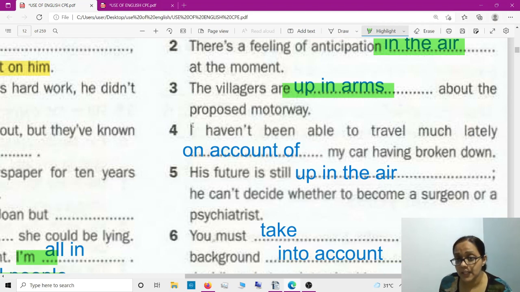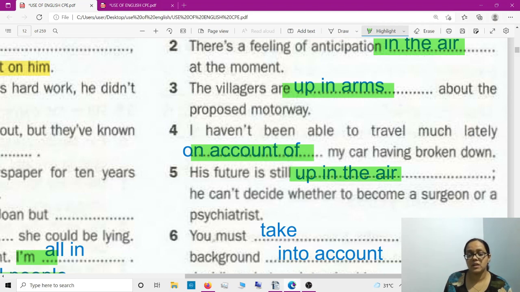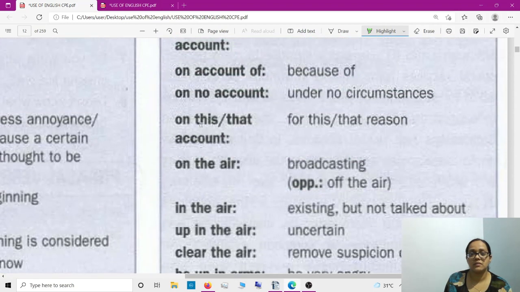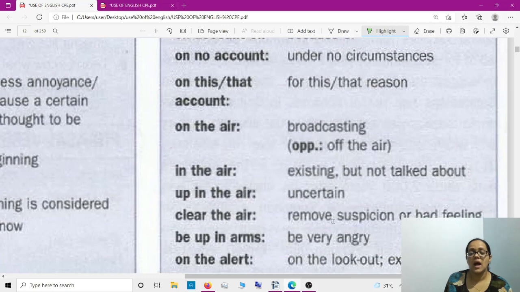I haven't been able to travel much lately on account of my car having broken down. His future is still up in the air. So what do you mean by up in the air? Up in the air means uncertain.